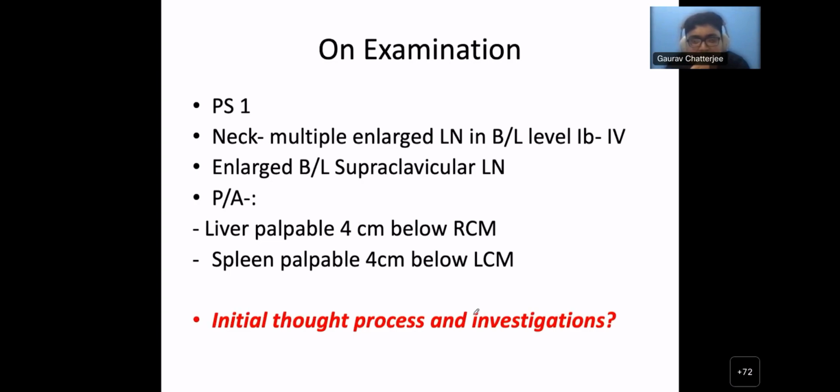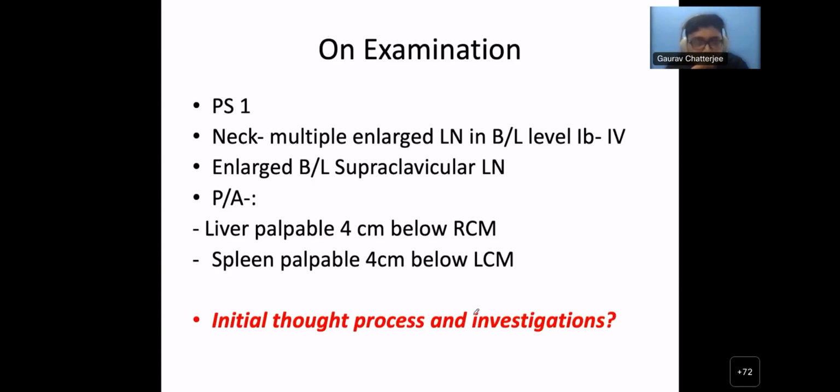Sir, what is this PS1? So this is performance status, right? Whenever a patient comes, usually the clinicians will write about the performance status. Like this is a good performance status, whether they are ambulatory, whether they need any help, what is their performance status at this point of time. So that is what it is.